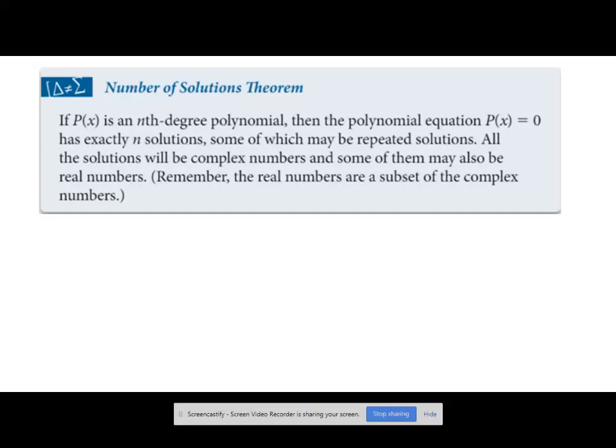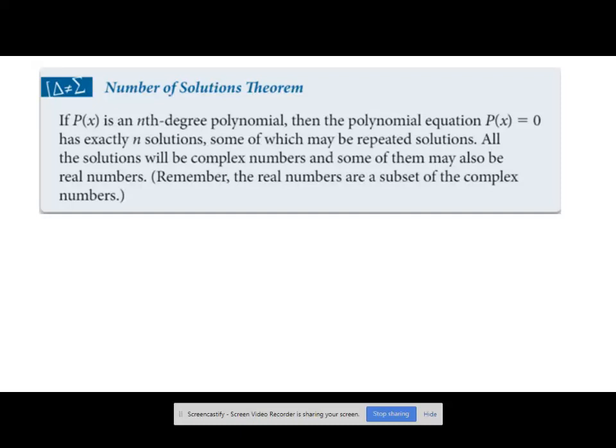It does say here that all the solutions will be complex numbers, and that might take you a second to figure out, a contradiction, that when you've solved for x, sometimes you get x equals 2, and that's a real number. But this says all the solutions will be complex numbers. One thing to remember is that any real number can be written as a complex number. 2, for instance, could be written as 2 plus 0i. Complex numbers are a real part and an imaginary part. That's what makes it a complex number.